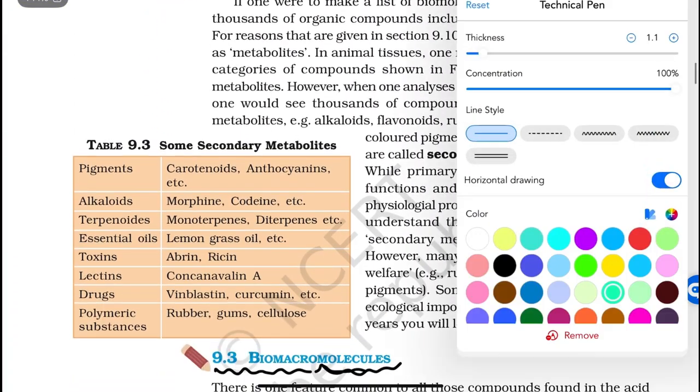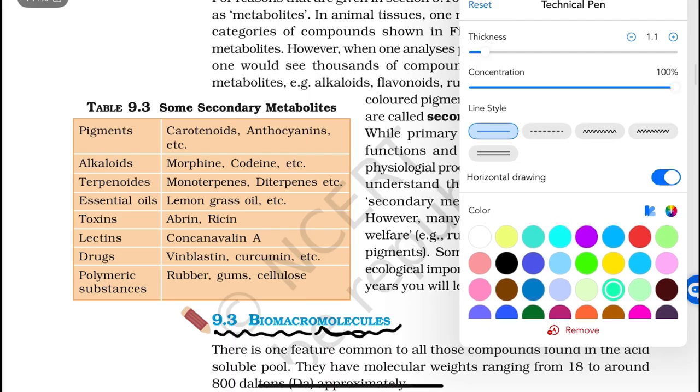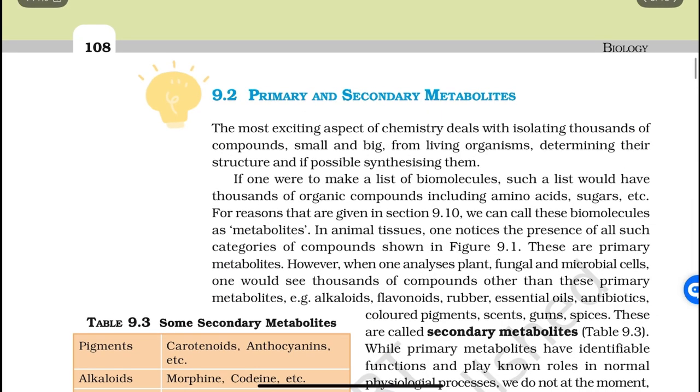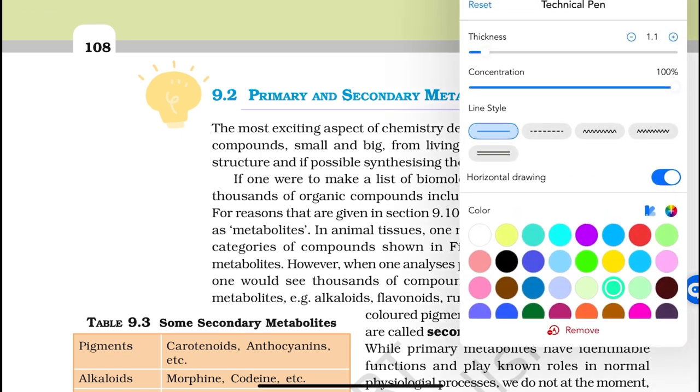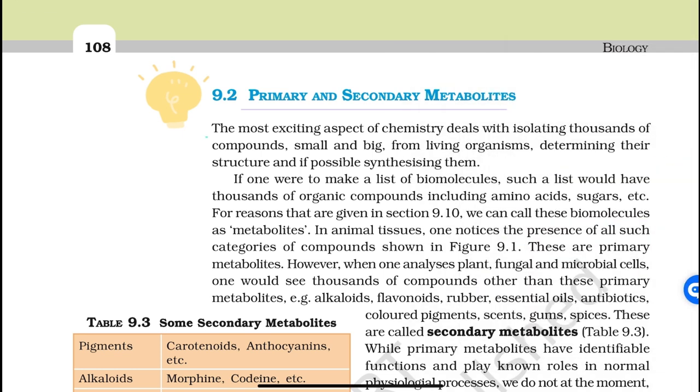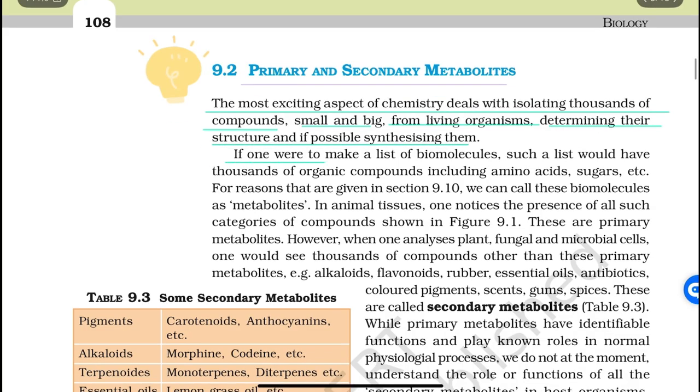Here we go further and move on to our next topic, primary and secondary metabolites. The most exciting aspect of chemistry deals with isolating thousands of compounds, small and big, from living organisms, determining their structure and if possible synthesizing them. If one were to make a list of biomolecules, such a list would have thousands of organic compounds including amino acids, sugars, etc. For reasons given in section 9.10, we can call these biomolecules metabolites.